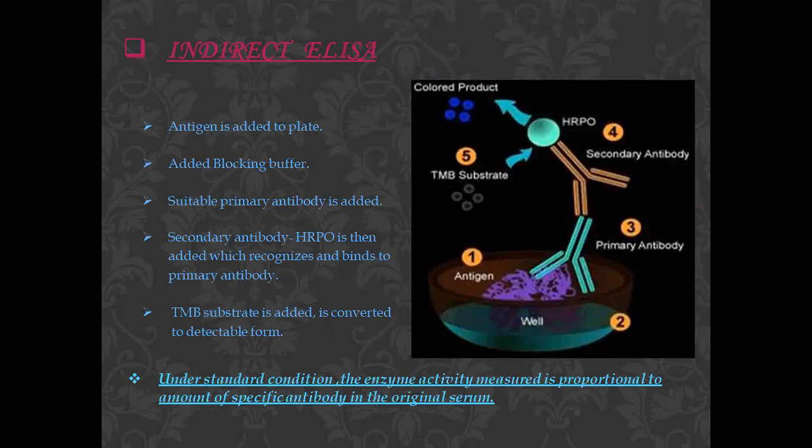In indirect ELISA, antigen is added to the plate, then blocking buffer is added, then a suitable primary antibody, and then the secondary antibody, raised in horse or rabbit, which recognizes and binds the primary antibody. After adding these reagents under standard conditions, the enzyme's activity measured is proportional to the amount of specific antibody in the original serum. If a color change is present, they can identify it.